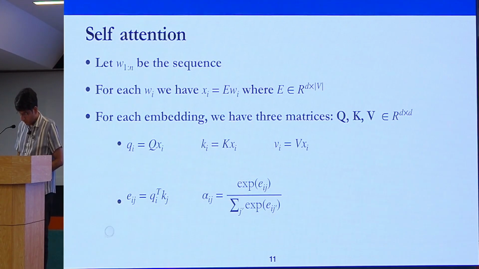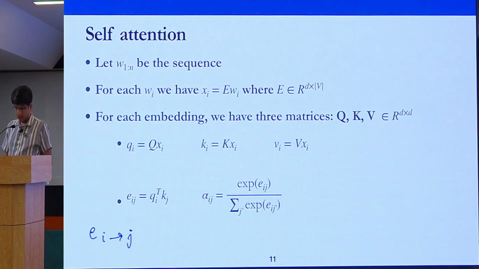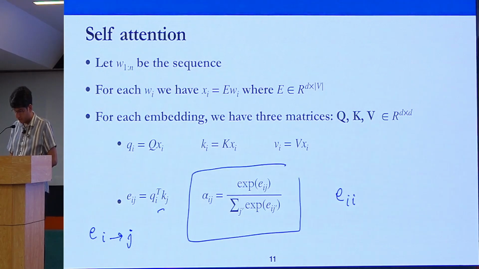E_ij means how strongly the query of the ith word or token matches with the jth token. Of course, you will also compute E of i comma i, so the word can also look at itself. Once you have this, these are unnormalized values. You exponentiate them and normalize them. This is the softmax operation, all right?